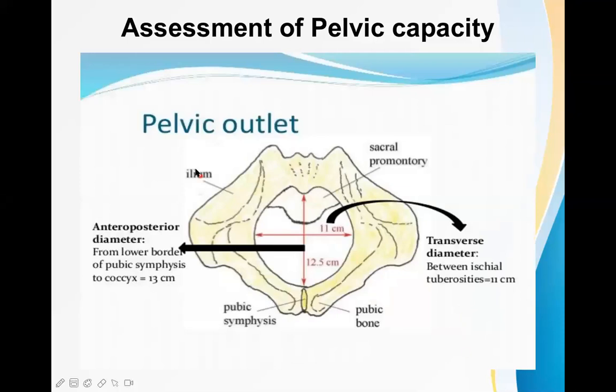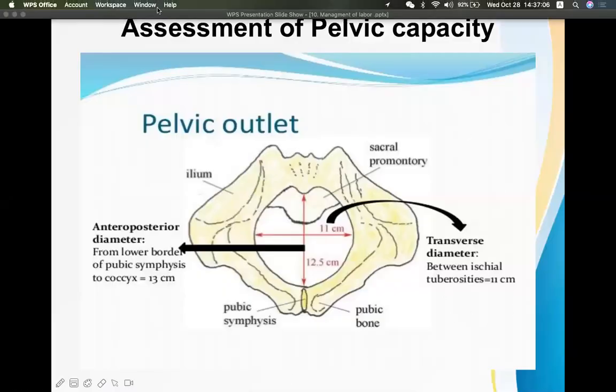And another is the pelvic outlet diameter. It has got two parts, antero-posterior diameter and the transverse diameter. The transverse diameter is between two ischial tuberosity. This is 11 centimeter, and the anterior-posterior diameter is around 12.5 to 13 centimeters. So this is about the pelvic outlet diameter.